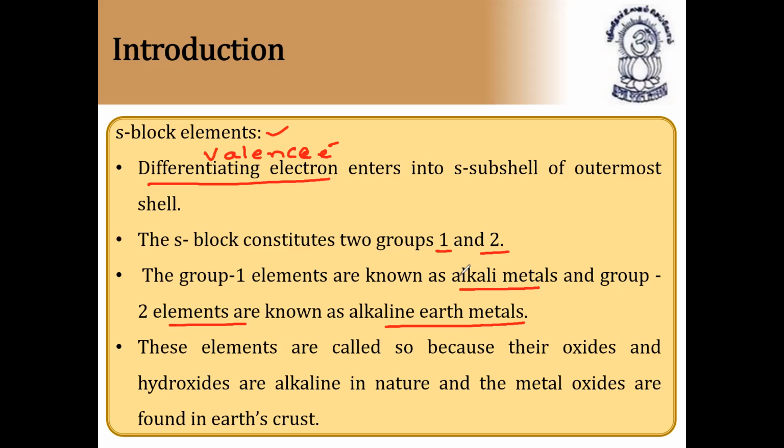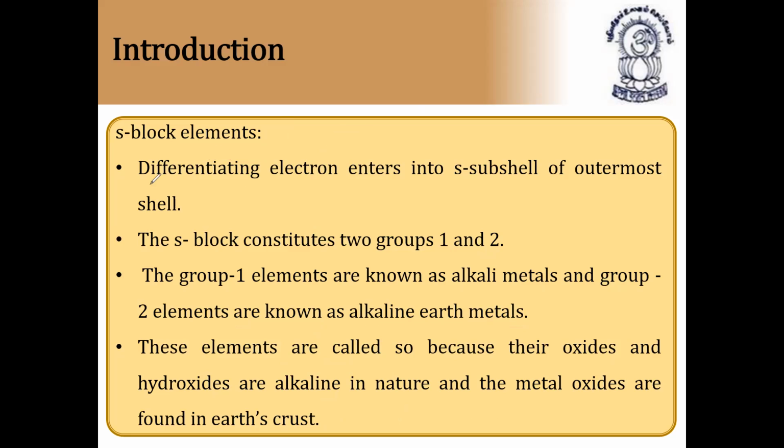Why are these called alkali metals? These elements are so called because their oxides and hydroxides are alkaline in nature, that is basic in nature, soluble bases. Soluble bases are nothing but alkalis. And the metal oxides are found in the earth's crust. That's why these are called alkali metals and alkaline earth metals.